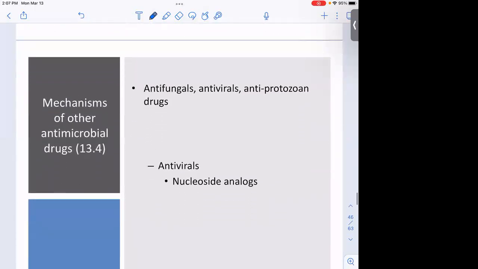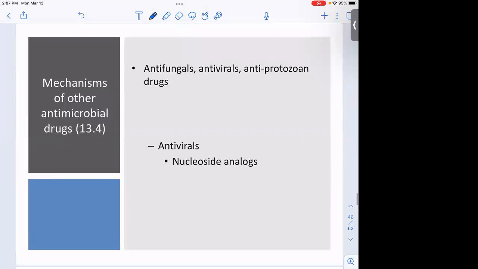I do also want to briefly mention, okay, well, we focus a lot on bacteria in this class. What about other microbes? What about fungi that cause infection? What about viruses? What about protozoa that cause infection? So let's briefly think about a few other drugs to treat other kinds of microbes and not just bacteria.